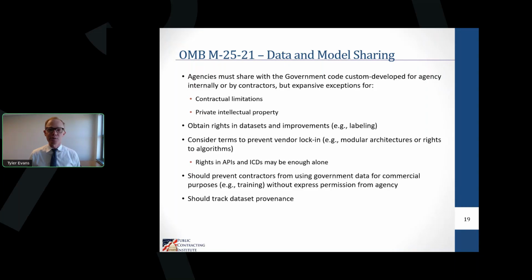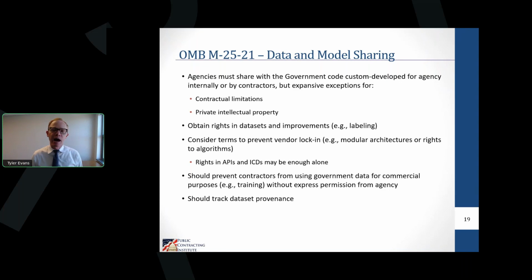The ability to use the AI that's being delivered to them and take it from the Department of Homeland Security and give it to the Department of Health and Human Services, right? That kind of thing. So there's a government purpose rights push, and then access to the data that's being used to train, and even improvements to that data. So labeling, things like that. And that's whenever the government is doing what they call custom developed code.